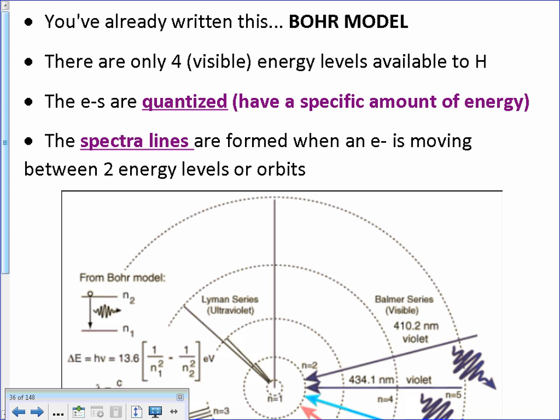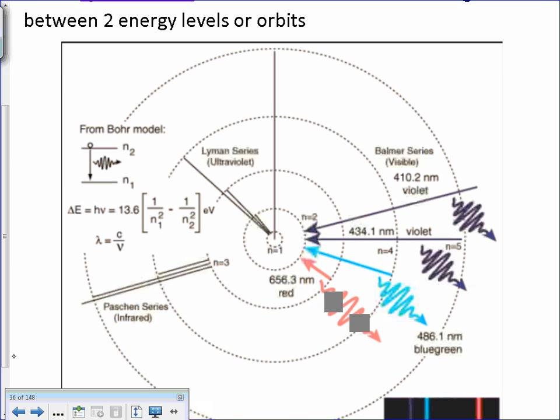There are electrons that live in these orbits. So this is the nucleus in the very middle. There are electrons that live in the orbit right around the nucleus, the second orbit, the third orbit, the fourth orbit, and so forth. And he said that when electrons get excited, they move around.